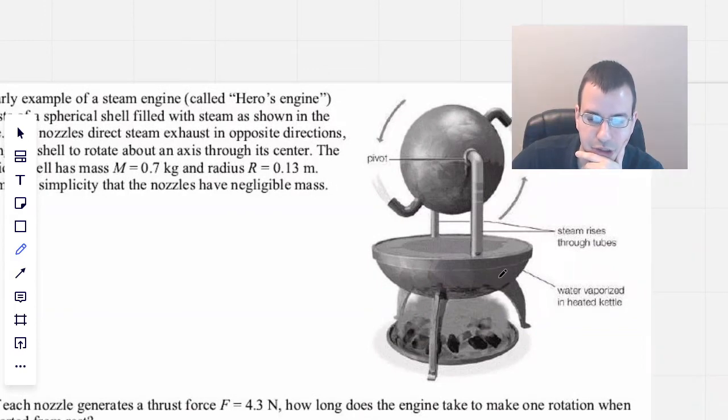Okay, heat source, reservoir, boiler, engine, and it shoots out steam.